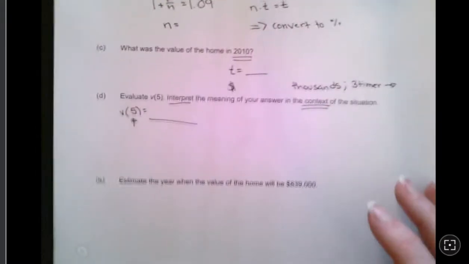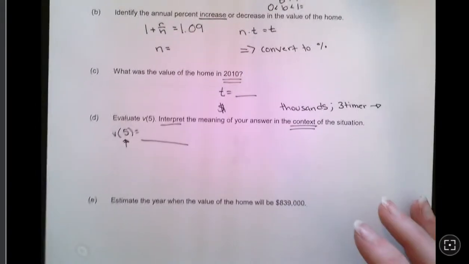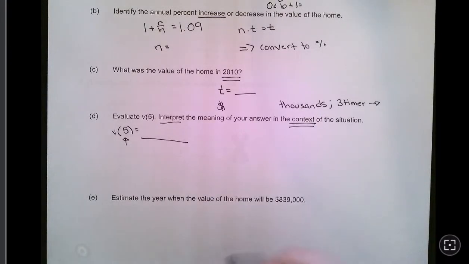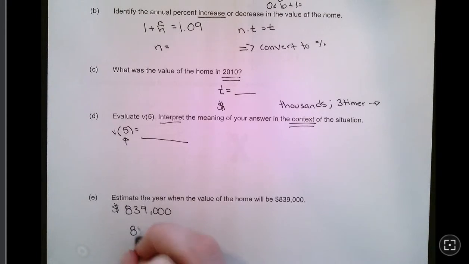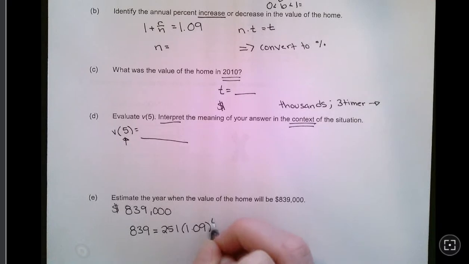E, it says estimate the year when the value of the home will be $839,000. For this one, we know we have $839,000. But this is that same thing with our units. Be careful here. This is in thousands of dollars, so this is already thousands. I need to reconvert this in that opposite order than what I talked about here. I'm going to be plugging 839 in for that y value, is equal to that 251 times 1.09 to the t.